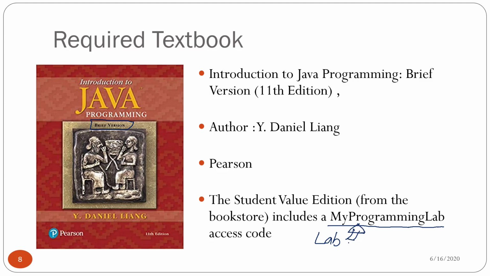So you need to buy an access code that comes with the textbook. When you buy the access code, then you will be able to register to My Programming Lab, and only then will you be able to do the exercises that we have in My Programming Lab. So you need to buy the access code. When you buy the book, please also buy the access code, because that will be required for you to register to My Programming Lab.